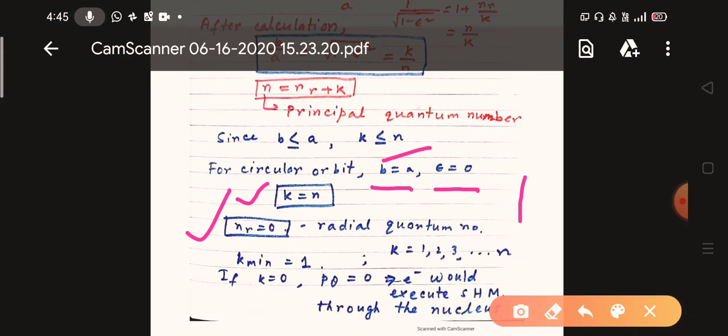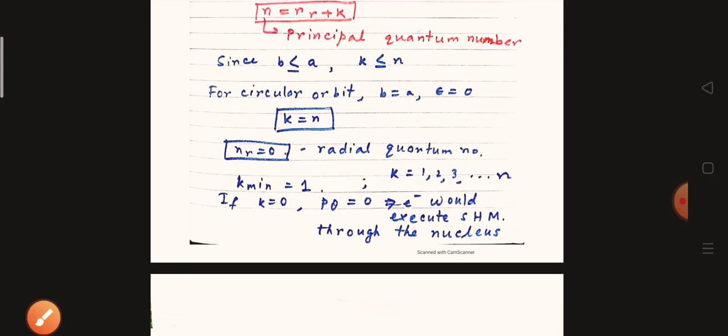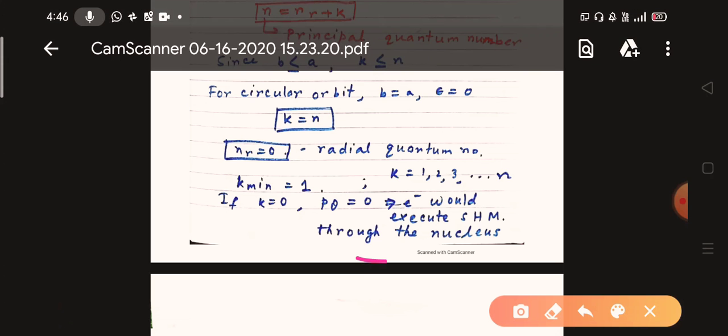K will always start from a minimum value of 1, so k will be 1, 2, 3, up to n. So if k equals 0, what will happen? If k equals 0, then p theta will be 0, and p theta being 0 means the electron would execute simple harmonic motion through the nucleus. So this is not the case.